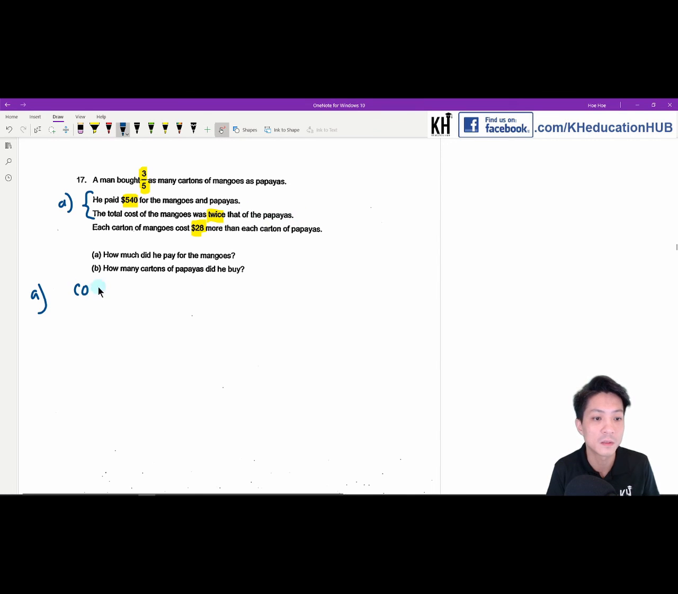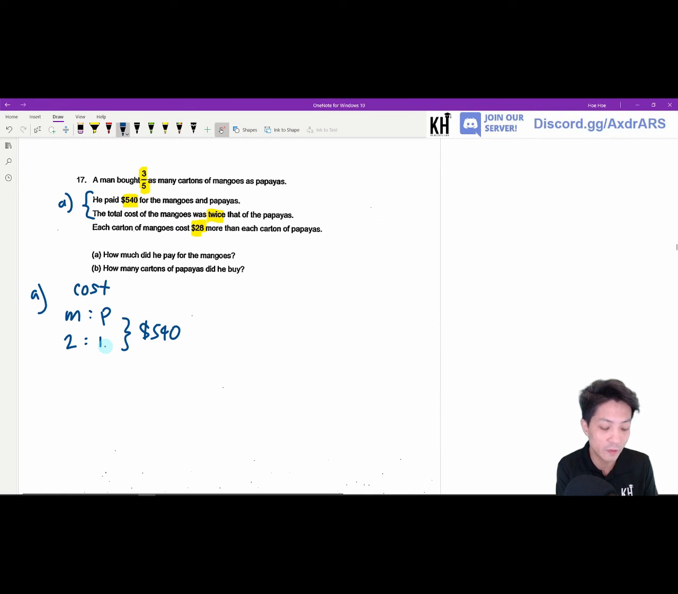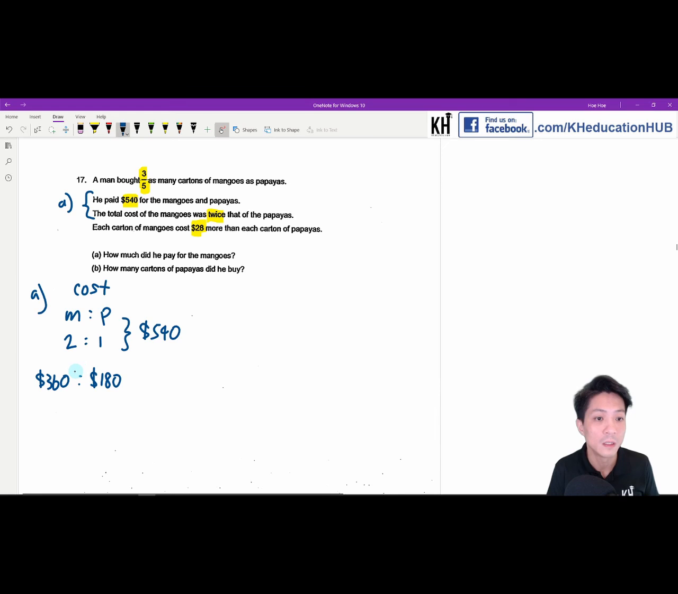So for the cost, mango is to papaya is 2:1, right? Total is $540. So we know that 3 units is equals to $540. We can find what is 1 unit by using 540 divided by 3. So we know that papaya is $180, and for the mangoes it will be $360. So the answer for part A will be 360.